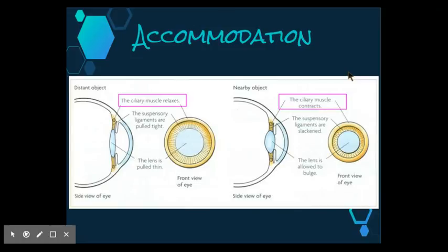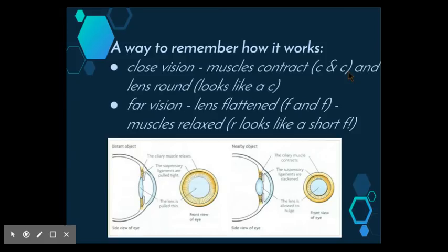An easy way to remember how it all works is that close vision requires the muscles to be contracted, so close and contract, C and C, and the result is a round lens, so the C looks slightly round. For far vision, the lens needs to be flattened, so F and F, and the muscles are relaxed. And in this case, when you write a lowercase r, it looks like a little mini version of the letter F.